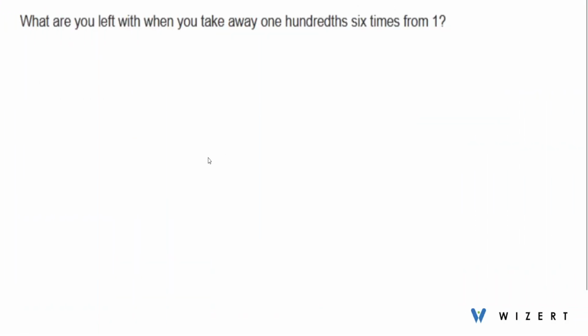According to the question, we have to find the number when 6 hundredths is subtracted from 1. At first we should know what we mean by 1 hundredth. 1 hundredth is simply 1 upon 100, which can be written as 0.01 in decimal form.